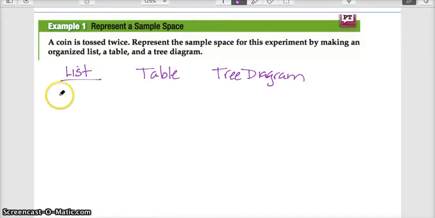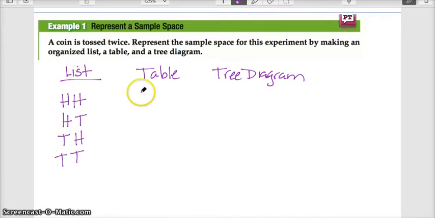So making a list basically helps me think through what are the two things that could happen. So I could have pulled heads on the first one and heads on the second one, right? Or heads on the first one and then tails, or tails, then heads, or tails, then tails again. This is the list of all the possibilities, and I pretty much think logically through it to make my list.